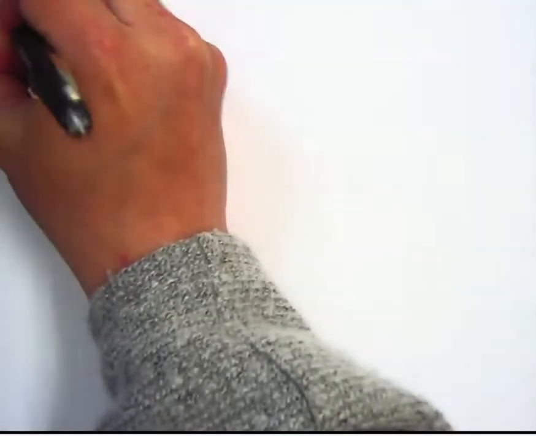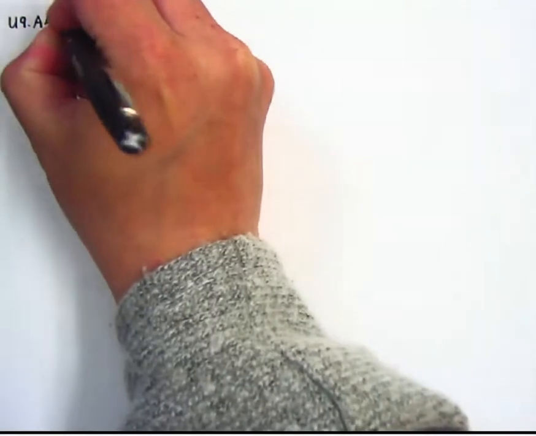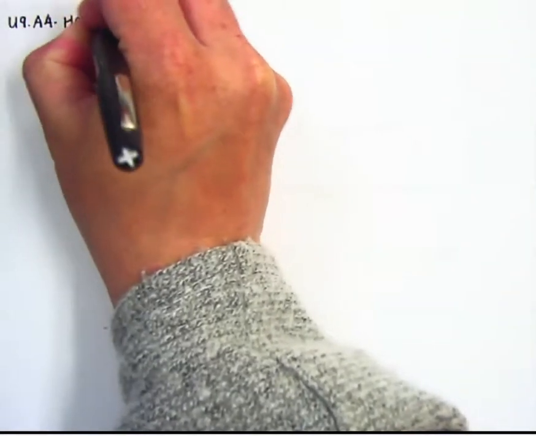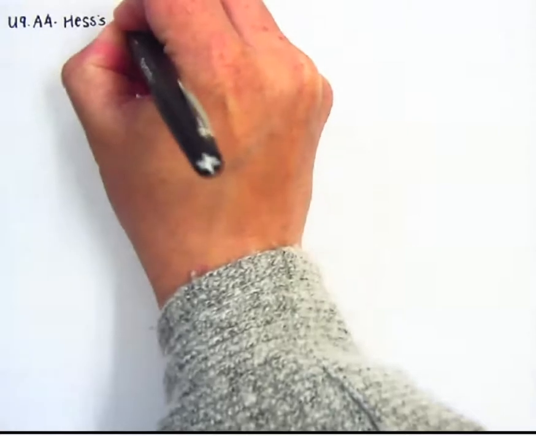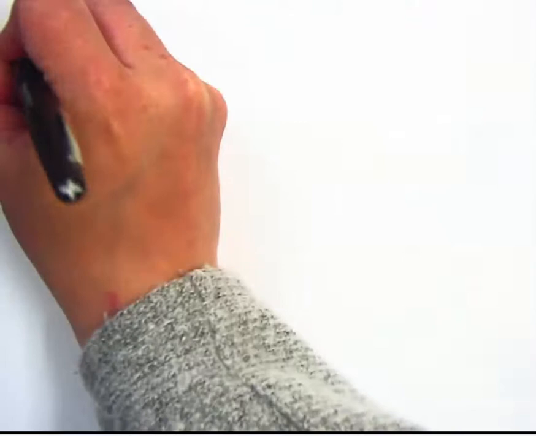In this lesson, we're going to cover Unit 9, Acquisition 4, topic, Hess's Law. So first, what is Hess's Law?